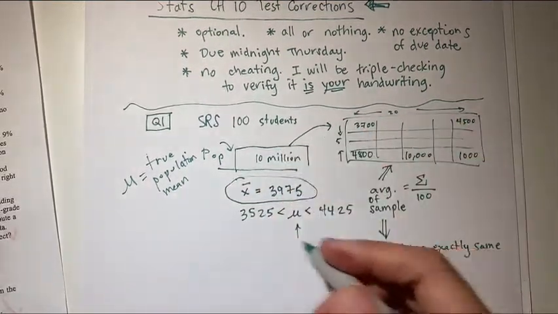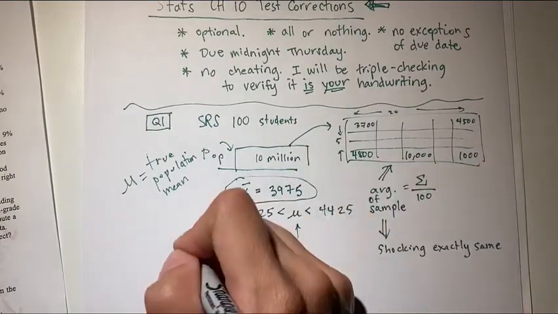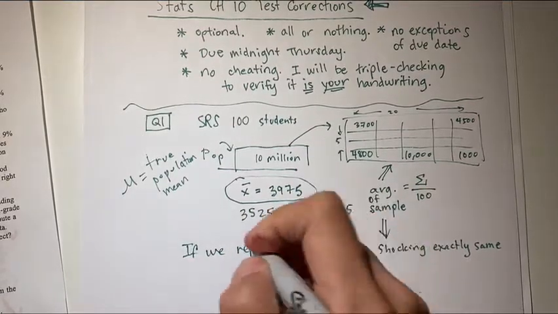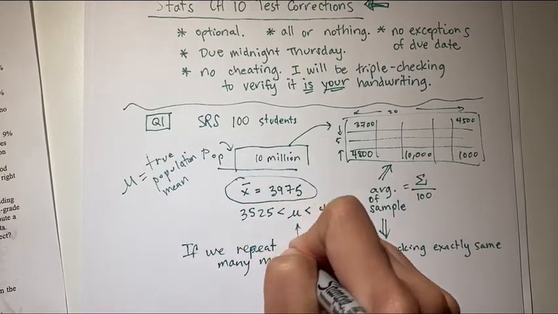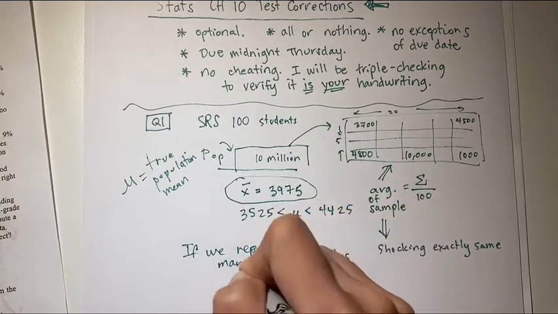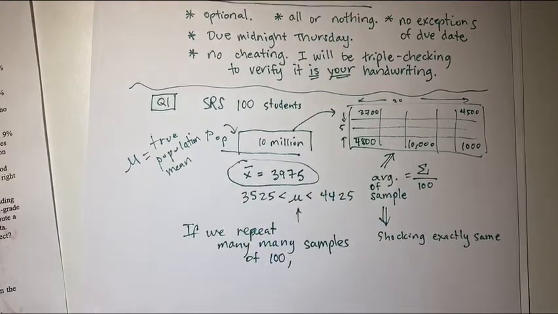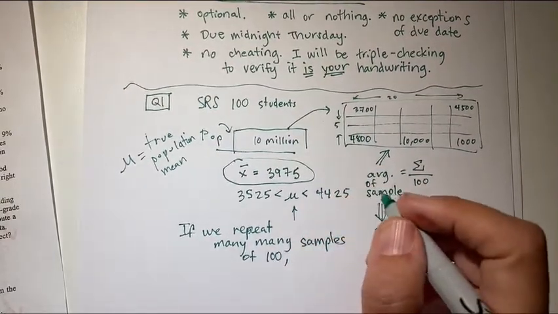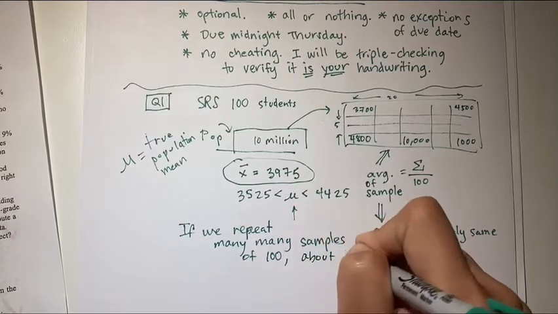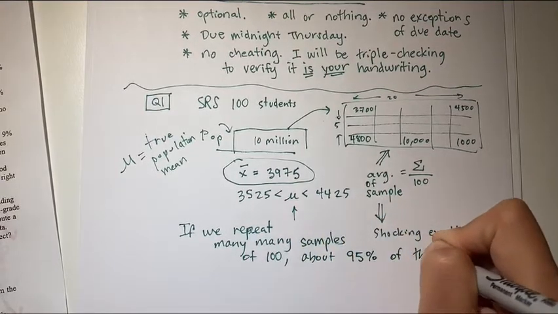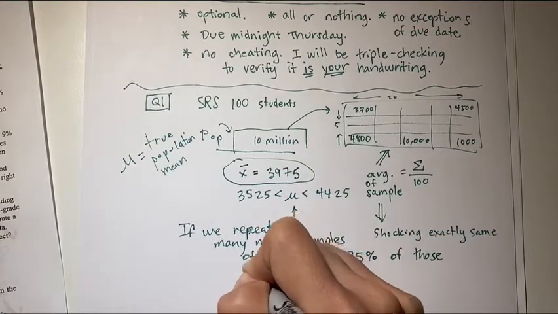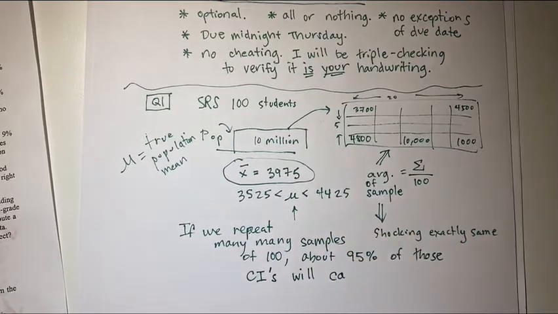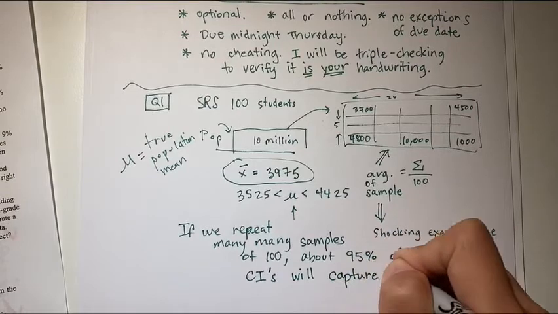If we repeat pulling of many, many iterations of 100, if we repeat many, many samples of 100, let's say we do 100, we're actually saying that about 95% of those confidence intervals will capture, or will, this question said the word contain. I usually use the word capture.